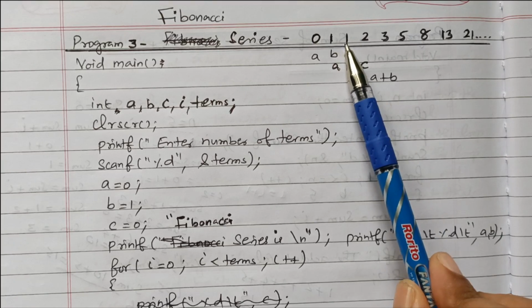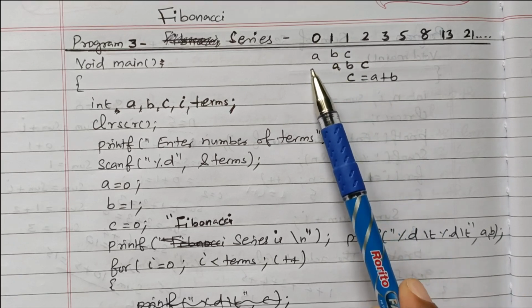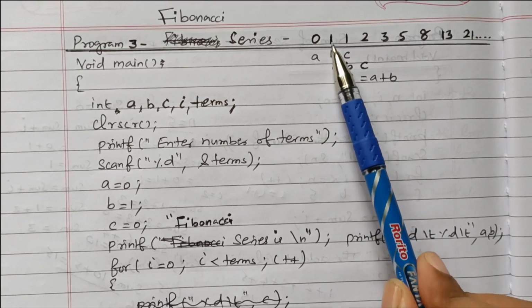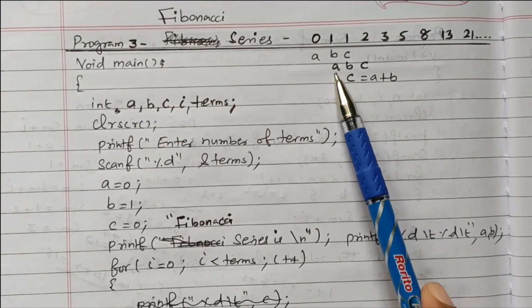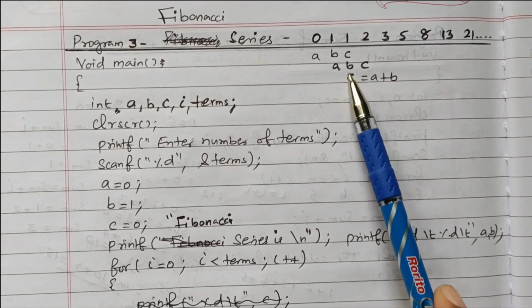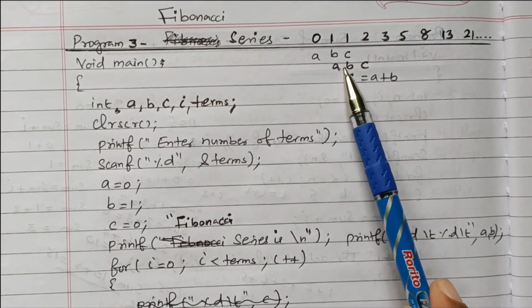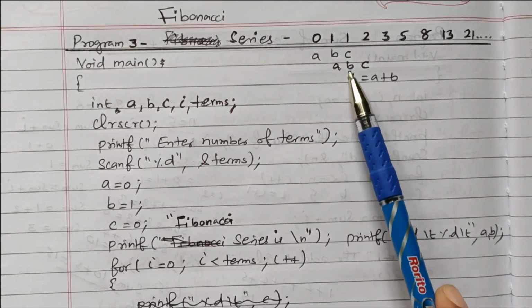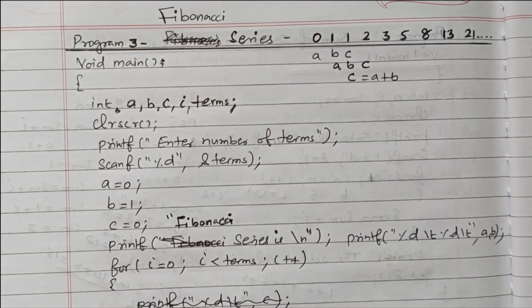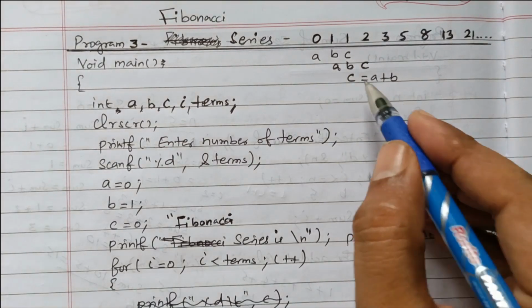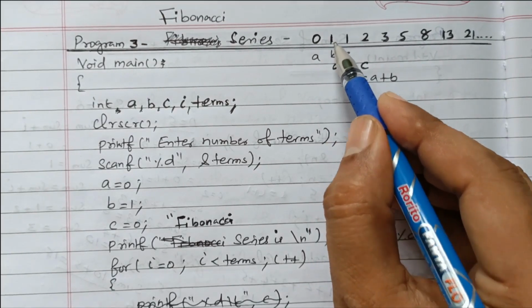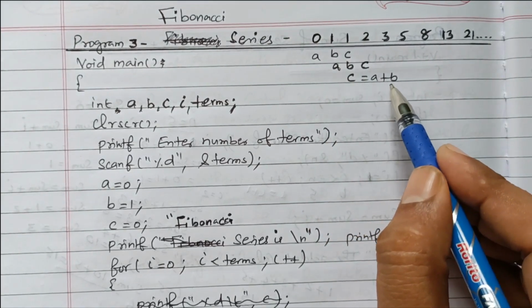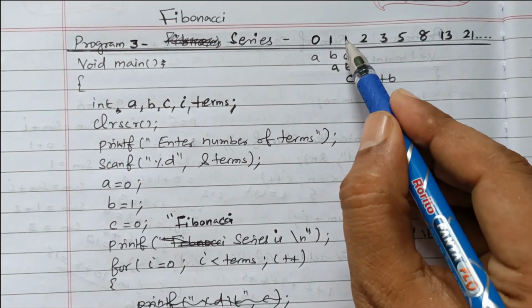After finding this, what we need to do? We need to shift the position. We'll make this number A, and this number 1 is assigned as B. The value is shifted. Again C is A plus B. So first A is 0, B is 1, C is A plus B, so we got this value, 0 plus 1, 1.